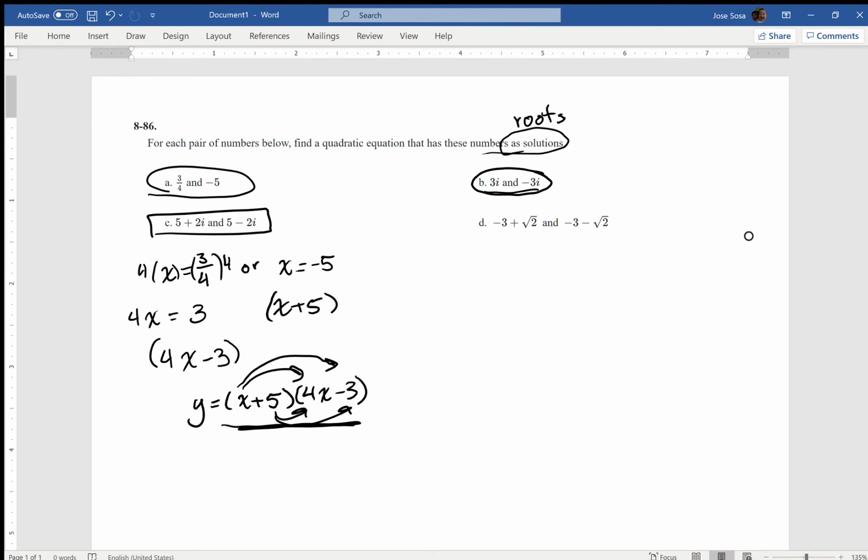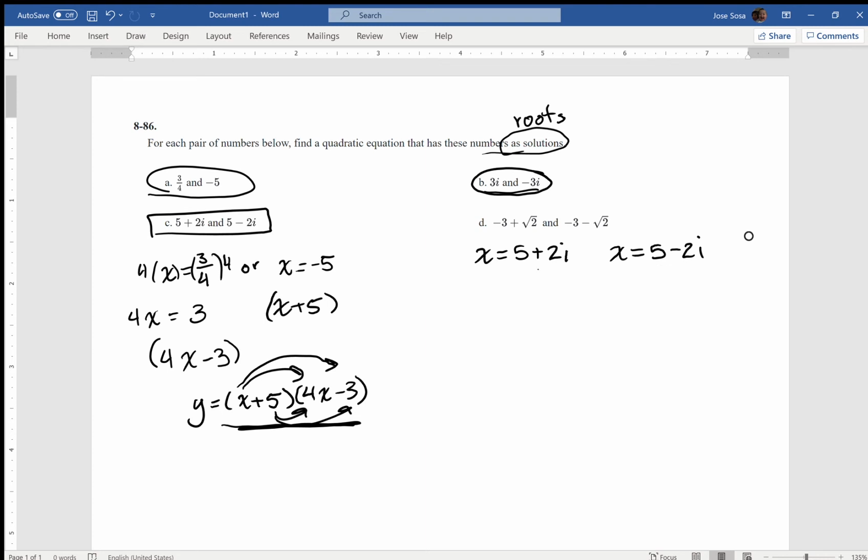Again, if one of my solutions is x equals 5 plus 2i, and the other solution is x equals 5 minus 2i. Now these are conjugates. Now when we're solving a quadratic and it's got complex solutions, they usually come in conjugates, and these two here are conjugates. The only difference here is the subtraction sign and the addition sign. That is the only difference.